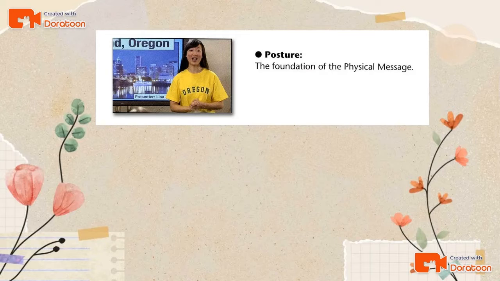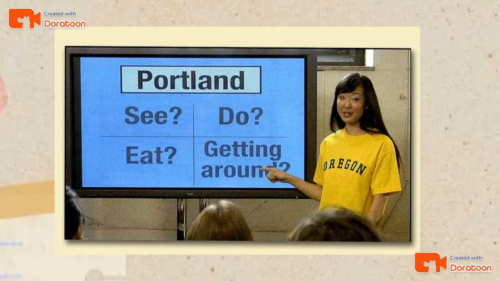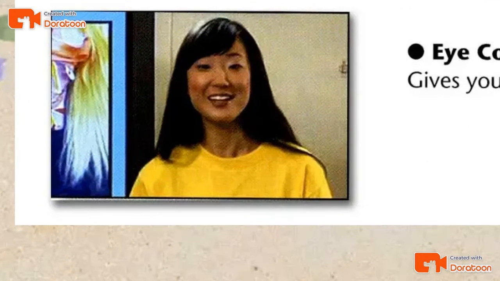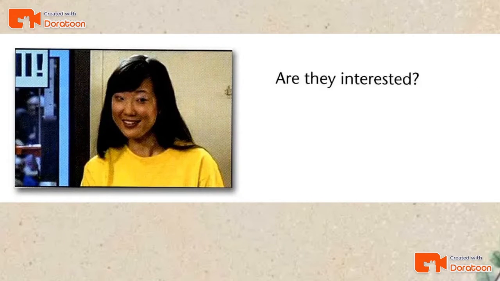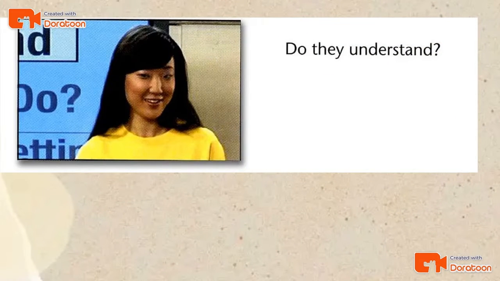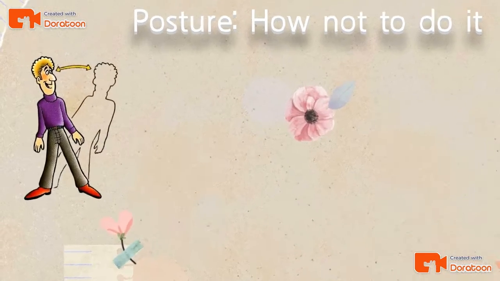You can see posture, the foundation of the physical message. And this is an example of posture. And next, you can see eye contact. It gives you feedback from your audience. Are they interested? You can see. Do they understand? You can use this. And posture, how not to do it.